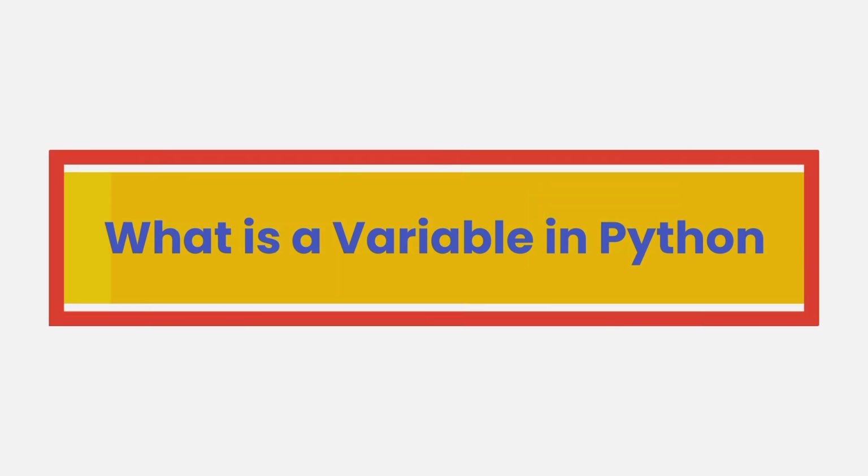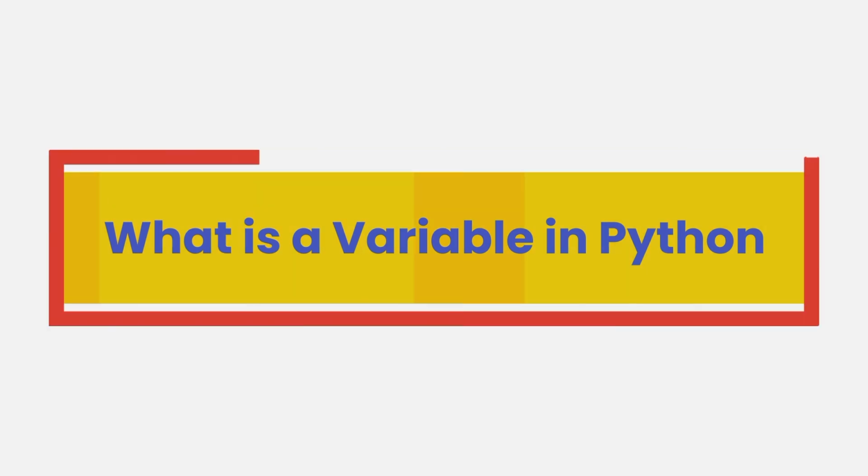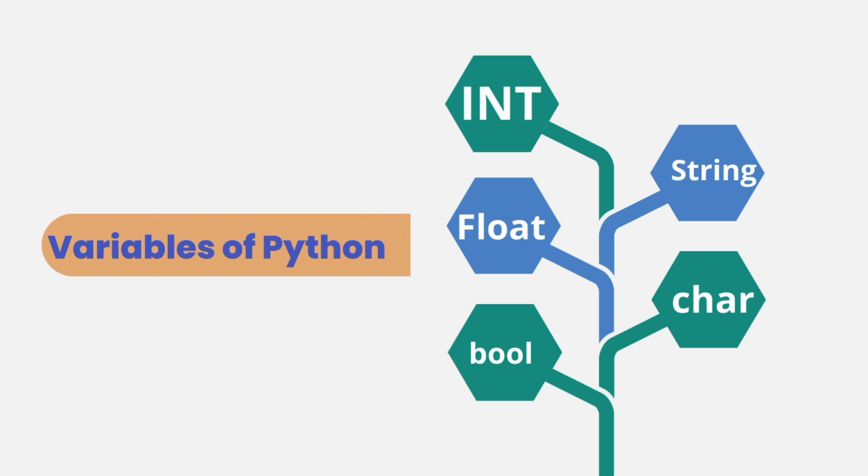In Python, a variable is a name that refers to a value. Variables are fundamental in a programming language, as they are used to store information that can be referenced and manipulated throughout a program. They act as containers of data values.